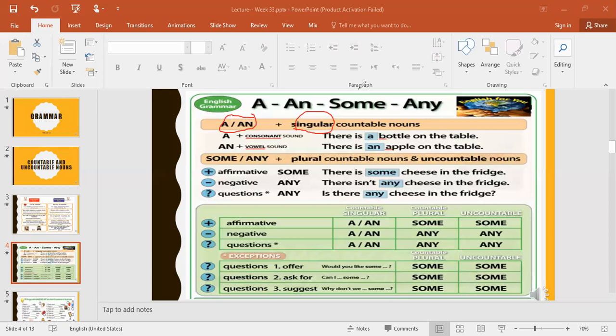So some is used as affirmative. There is some cheese in the fridge. There isn't any cheese in the fridge. This is the negative. And if I'm asking a question, is there any cheese in the fridge? So I'm asking. Okay? Clear? Yeah.